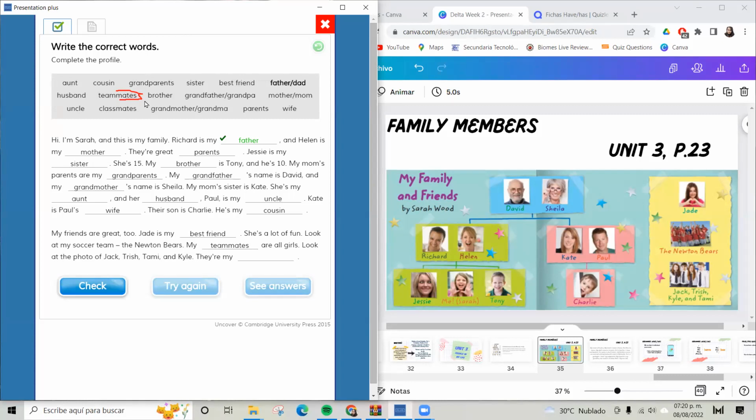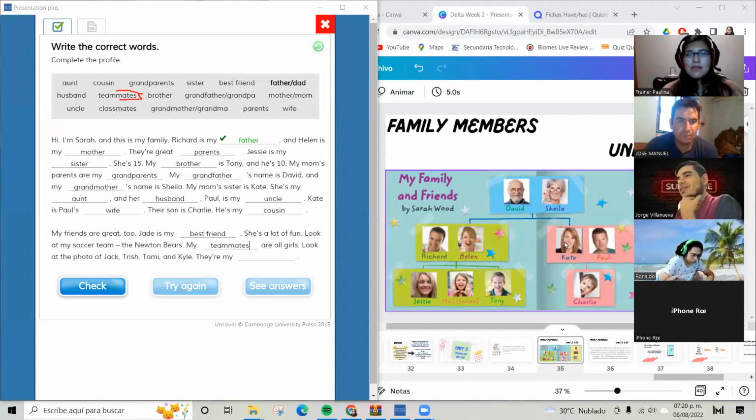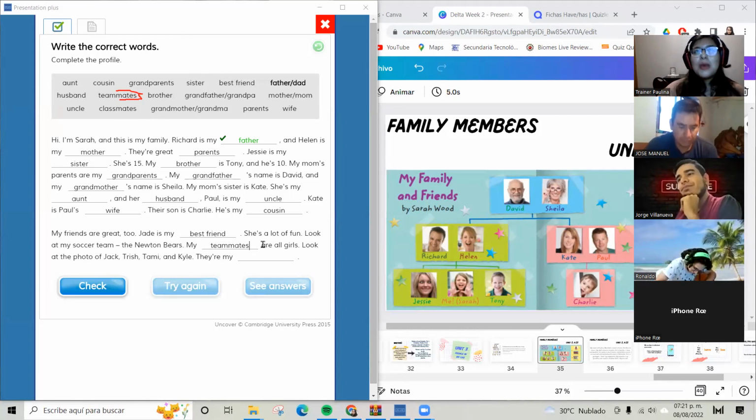Compañeros. Compañeros, ¿no? Compañeros, exactamente. So for instance, you guys, all of you are classmates. Son mates. Compañeros de clase. Yo también puedo usar teammates, compañeros de equipo. En este caso estamos hablando de un team, equipo deportivo. So that's why we say teammates.